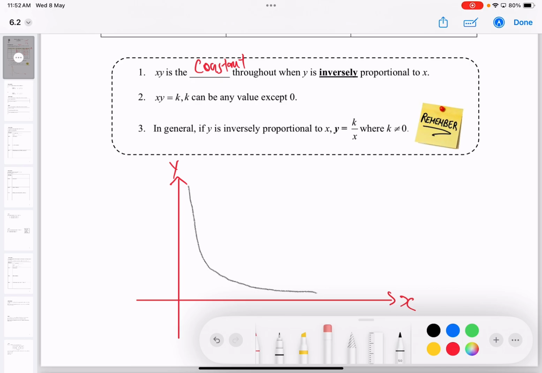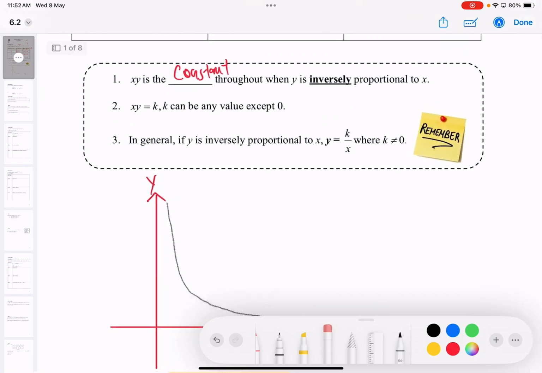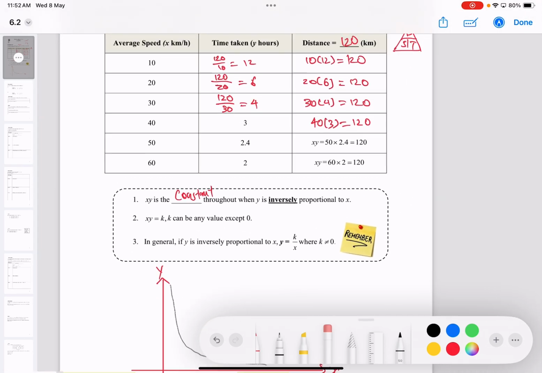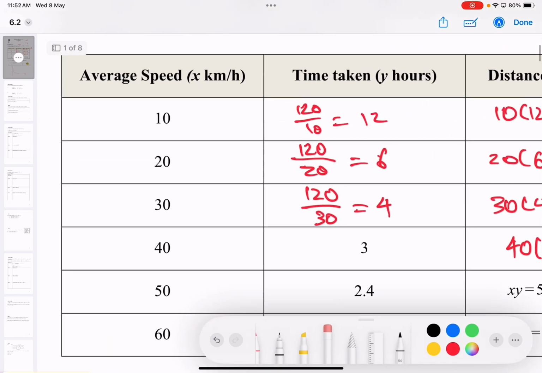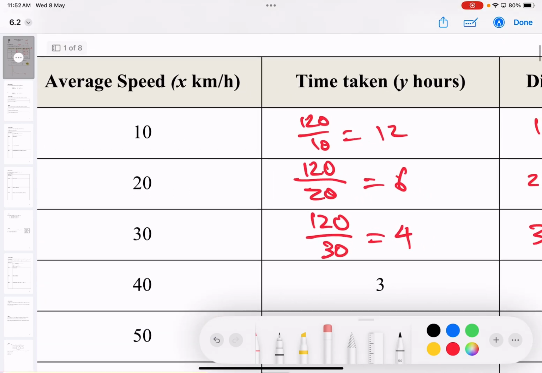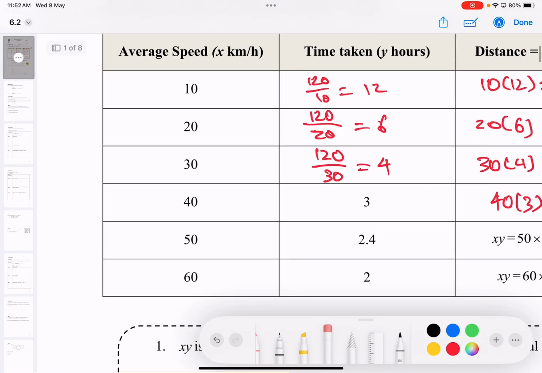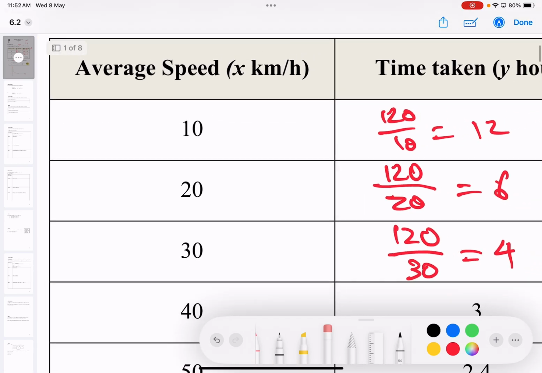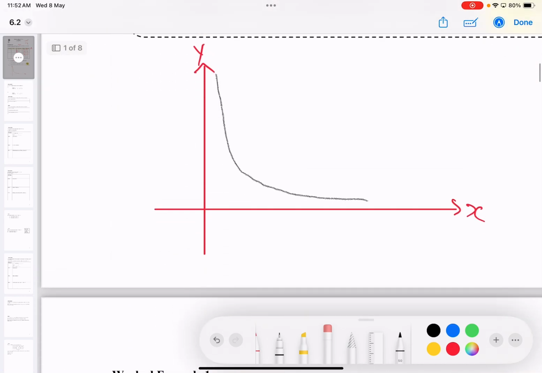The inversely proportional graph is going to look something like this. And the shape, we're going to call this a hyperbola. Now, how to actually show you? I'll just give you an example. Let's say this is my x and this is my y. I'm just going to plot out a few points for you. I know that when my x is 10, my y is 12. So I'm going to say here is 10, and here is 12. I'll just draw some dotted lines.